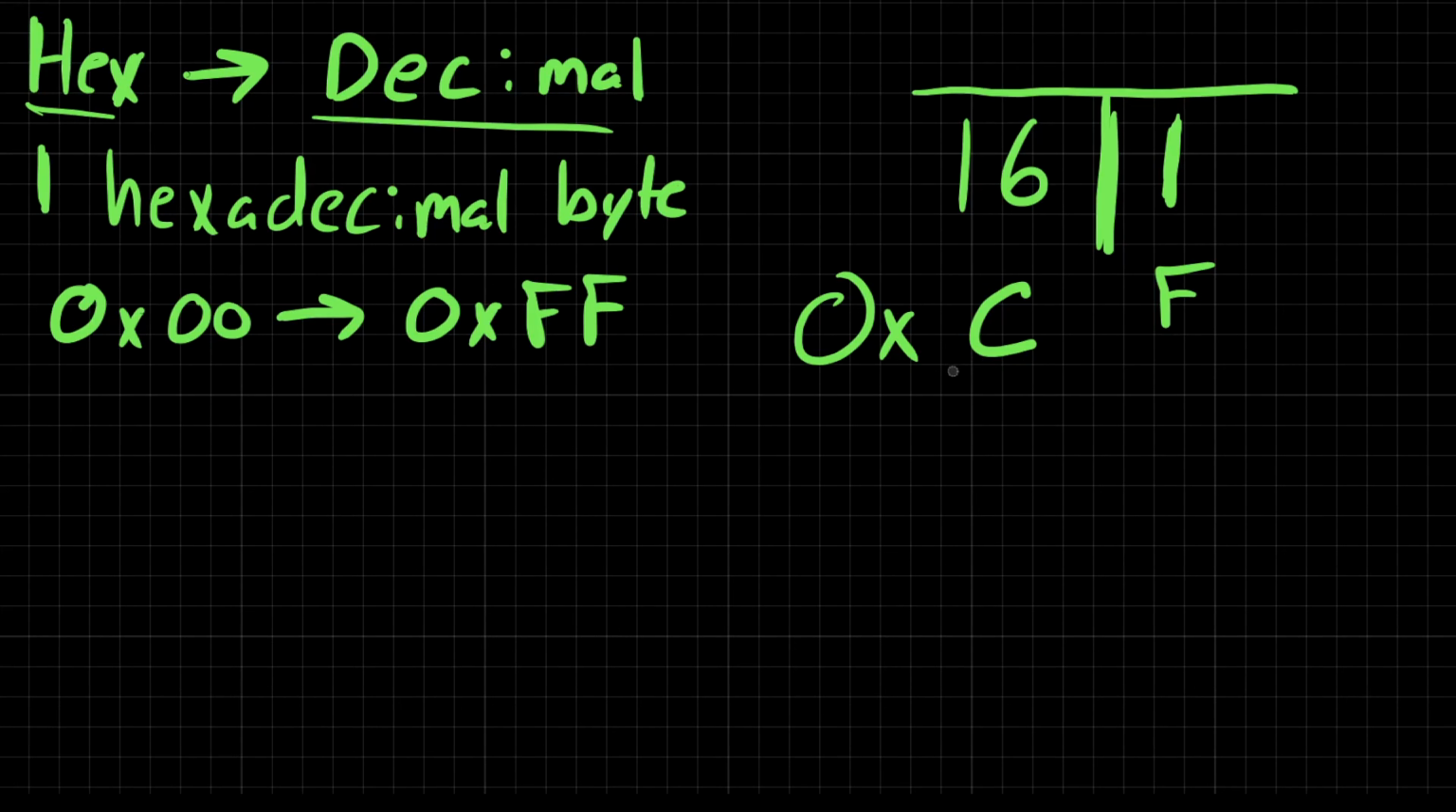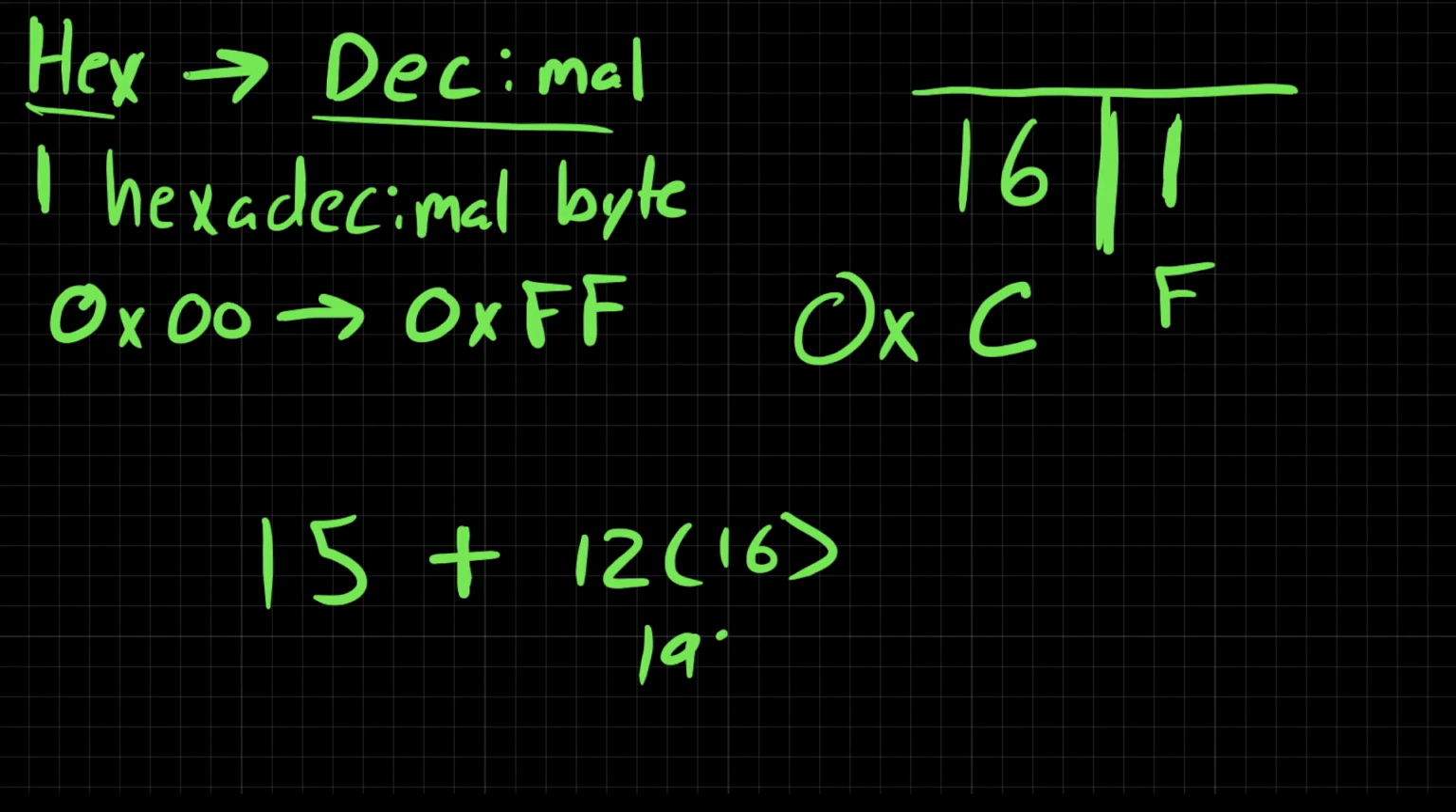All right, let's say that we have CF as our hexadecimal value this time. So we're going to start in our ones place. We have 15. We're going to add that. We have C, which is 12. So we're going to say 12 times 16, because it's in the 16s place. If we do 12 times 16, that is 192. Good job. I bet you did that in your head. All right, 15 plus 192 is going to give us our final answer of 207. All right, so 207 is our answer for 0xCF in hexadecimal.